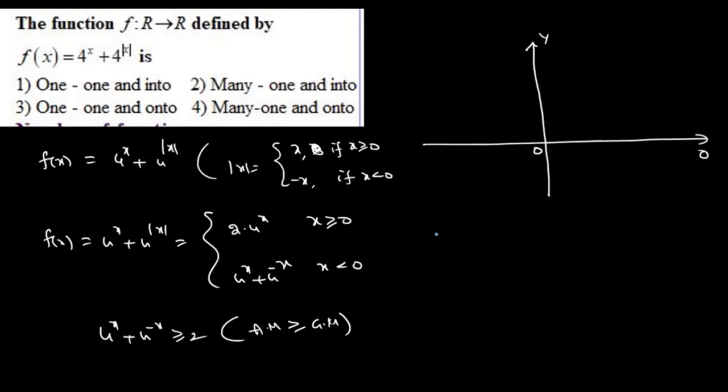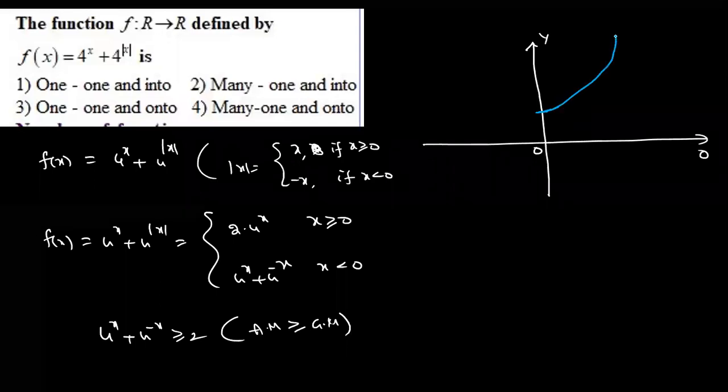Draw the picture. 2 into 4 power x is positive. That means what here? That is the graph of y is equal to 2 times 4 power x, because x is positive, given in the first quadrant. What about the remaining part? 4 power x plus 4 power minus x is greater than or equal to, meaning this should have a minimum of 2. That is how the graph is coming.